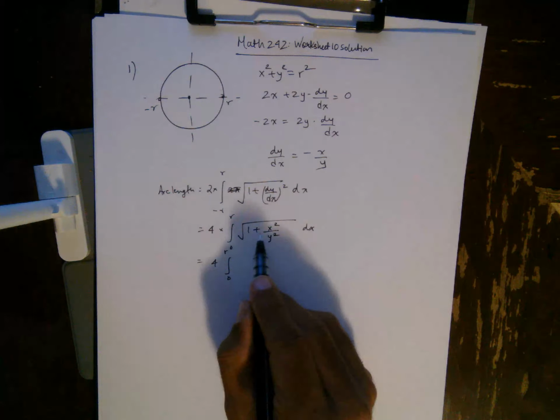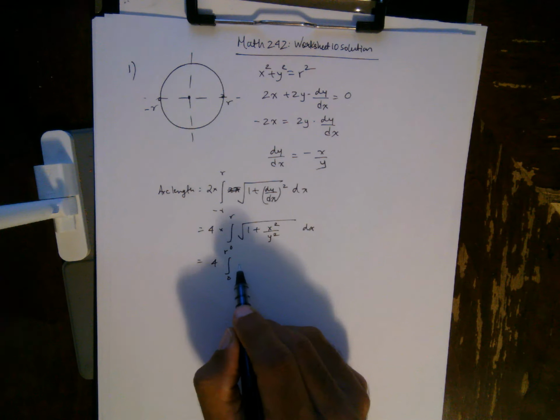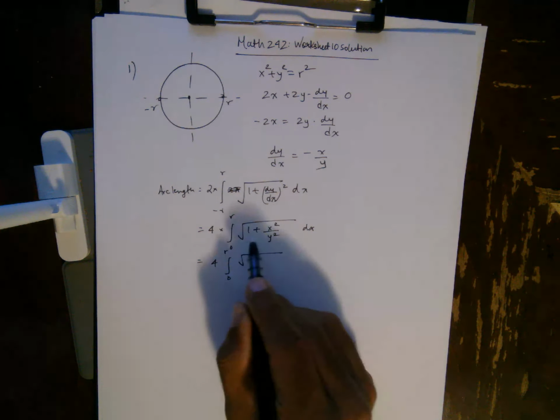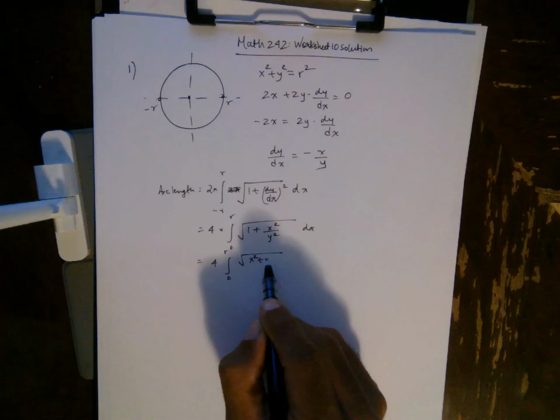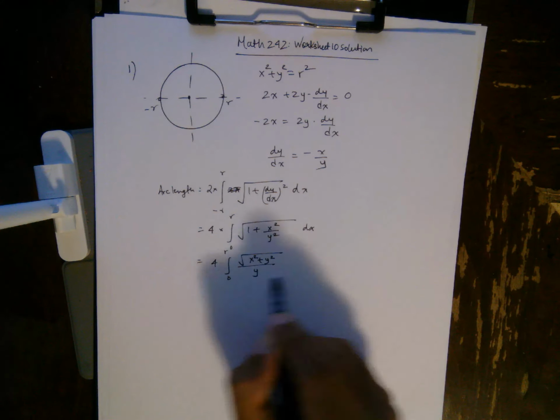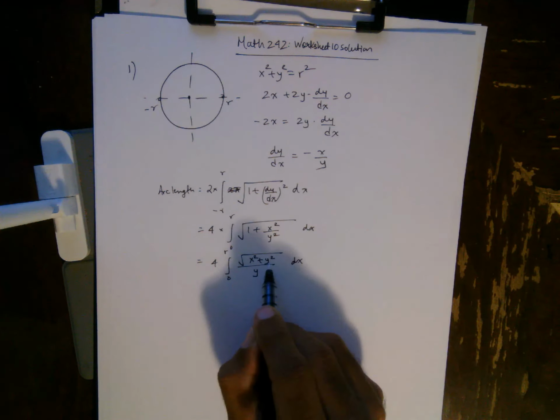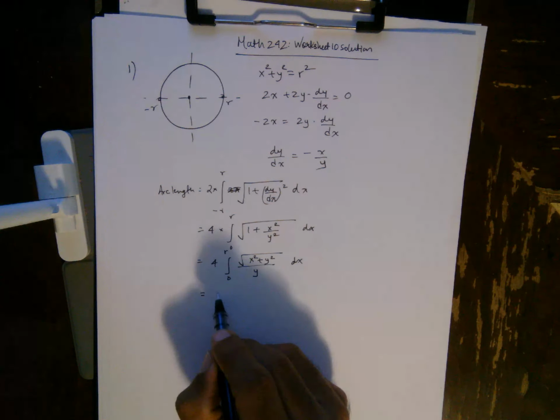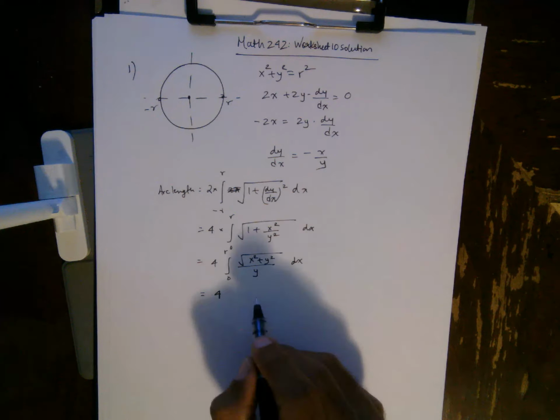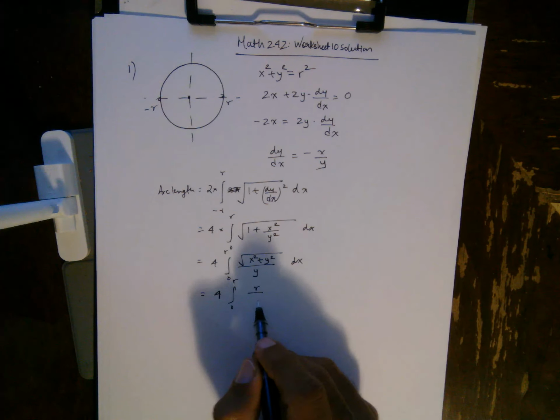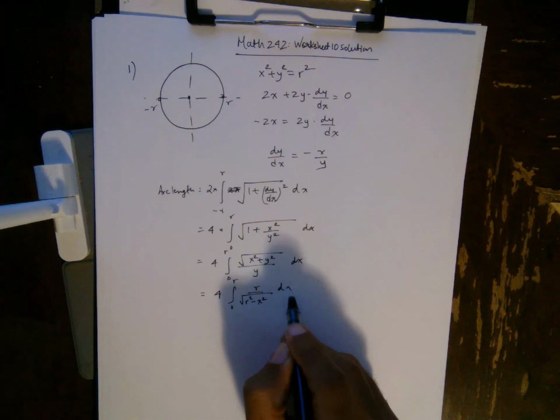utilize some of the information given to us. For example, when you combine these fractions, you get that, but we already know x squared plus y squared is just r squared, right? So we get 4, 0 to r, that's r over y. Now what is y? It's the square root of r squared minus x squared dx.